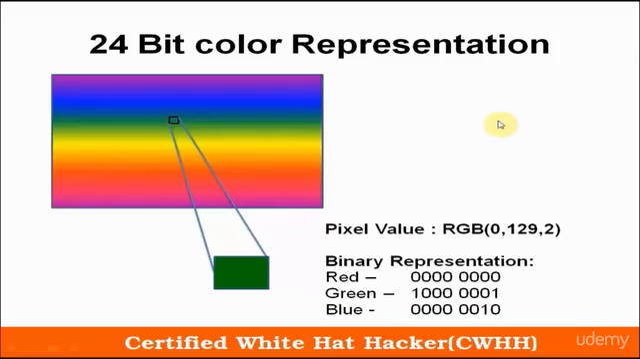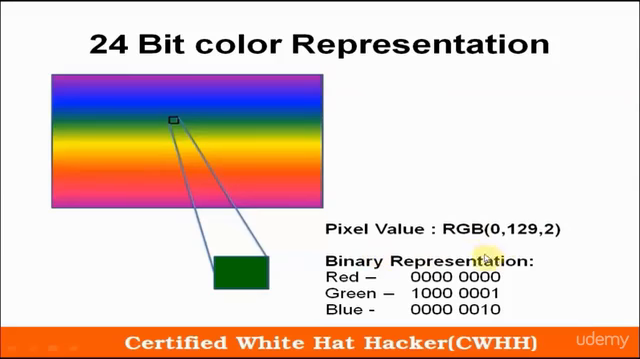Let's look at image steganography. Before looking at image steganography, we'll see how images store their data. In order to have a 24-bit color representation, you have your three colors, which are red, green and blue. Every single color can be a combination of red, green and blue. R is red, G is green and B is blue.